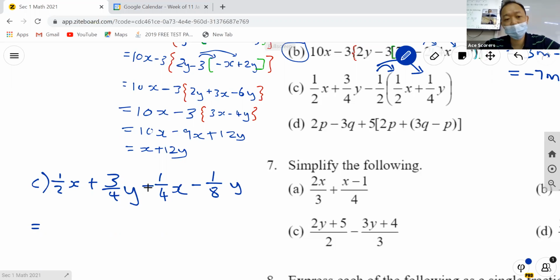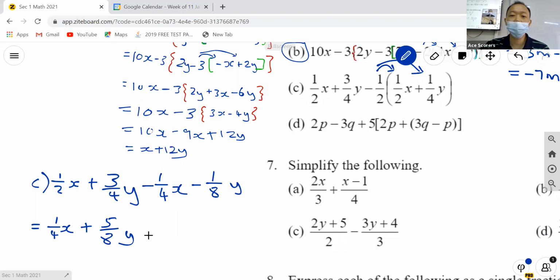So half x take away 1/4 x. Half take away 1/4 is 1/4. And then after that, you can use your calculator here. So 3/4 y take away 1/8 y equals to positive. You see, this is 6/8, so 6 minus 1 is 5/8 y. That's the final answer. Right, for C, it's just 1/4 x plus 5/8 y.